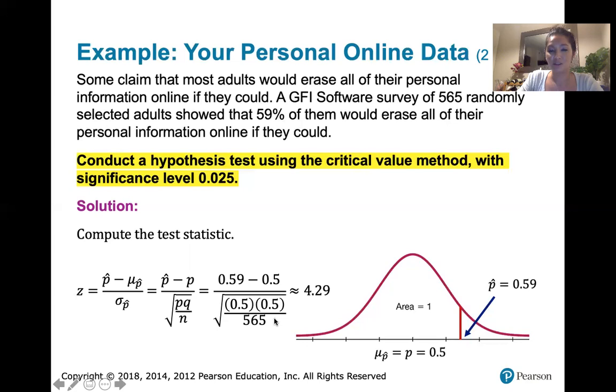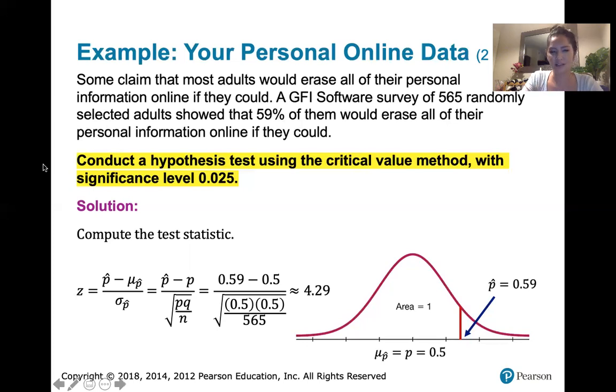Now, what I would recommend you do if you're doing this at home is use your calculator, and do that denominator first, and then do the numerator divided by the answer. So I would type 0.5 times 0.5 divided by 565, hit enter, hit square root of the answer, hit enter, and then type the numerator divided by answer and hit enter in order to get that 4.29.